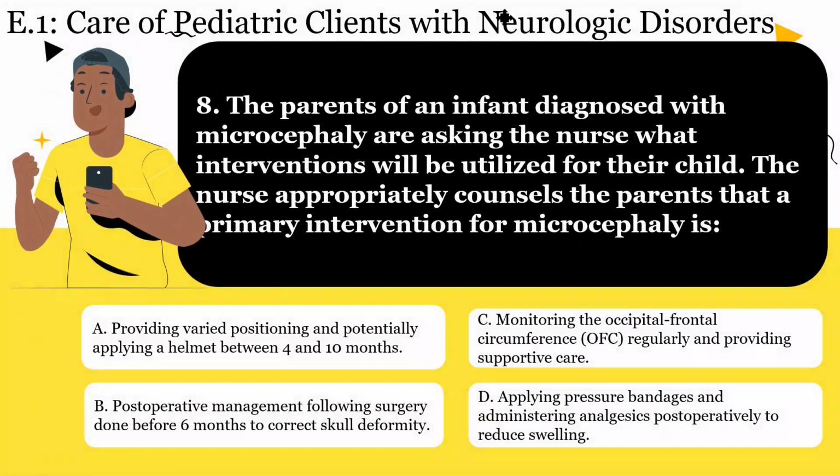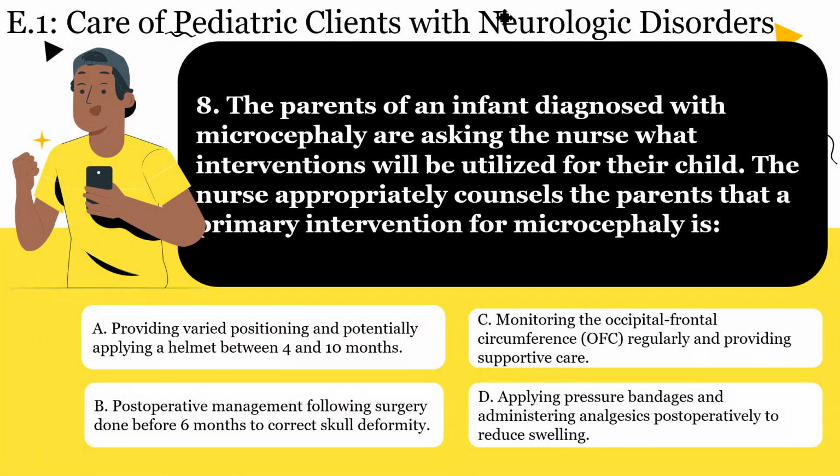8. The parents of an infant diagnosed with microcephaly are asking the nurse what interventions will be utilized for their child. The nurse appropriately counsels the parent that primary intervention for microcephaly is A. Providing varied positioning and potentially applying a helmet between 4 and 10 months. B. Post-operative management following surgery done before 6 months to correct skull deformity. C. Monitoring occipitofrontal circumference regularly and providing supportive care. Or D. Applying pressure bandages and administering analgesics postoperatively to reduce swelling.